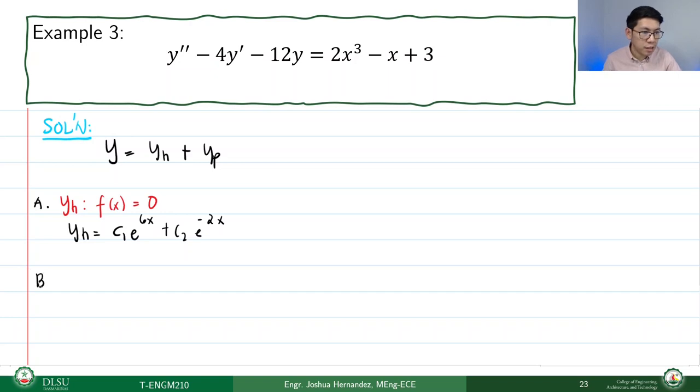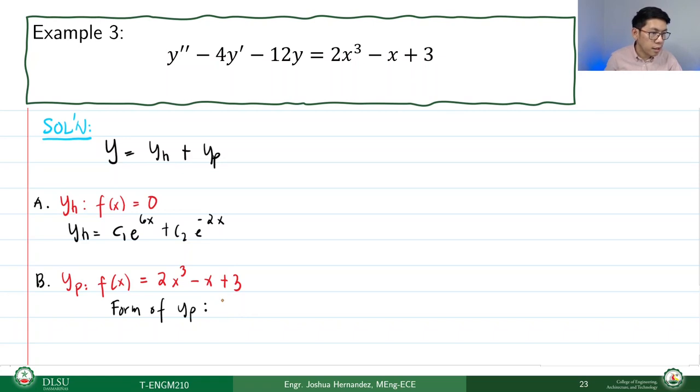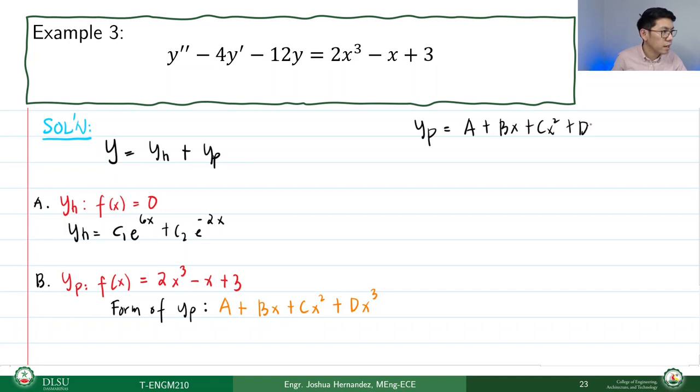So wala nang problem dyan. But then the next part is yung challenging part, which is yung getting of the particular solution by means of the method of undetermined coefficients. And that is when f of x is, here in this case, 2x cubed minus x plus 3. Ayan. So meron tayong polynomial function here. And what would be the form of our yp if that's the case? The form of our yp would then be a plus bx plus cx squared plus dx cubed. Ayan. Okay. And so, what will be our values for yp? Our value for yp would then be equal to a plus bx plus cx squared plus dx cubed.